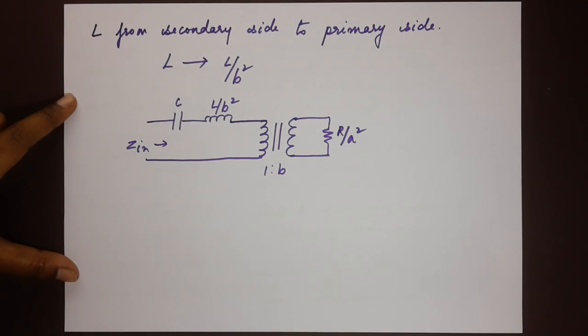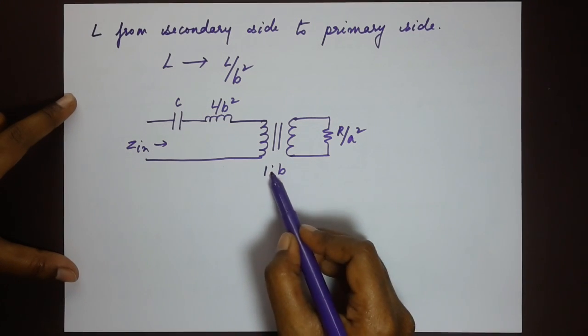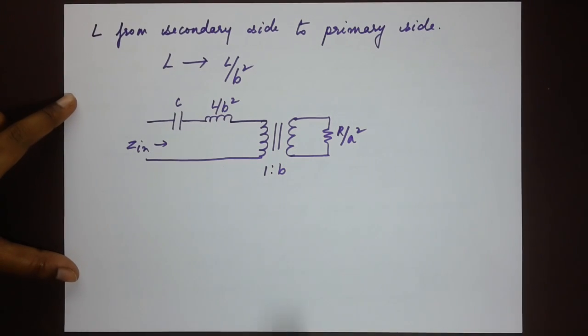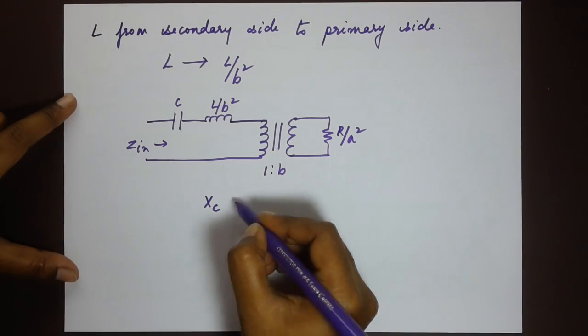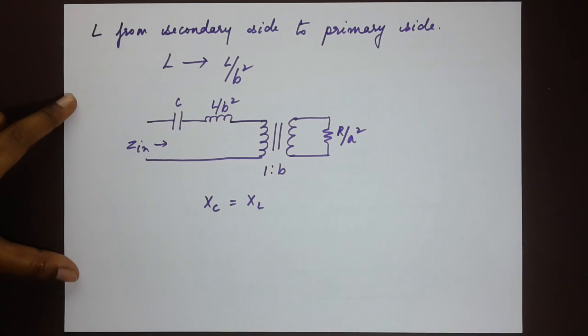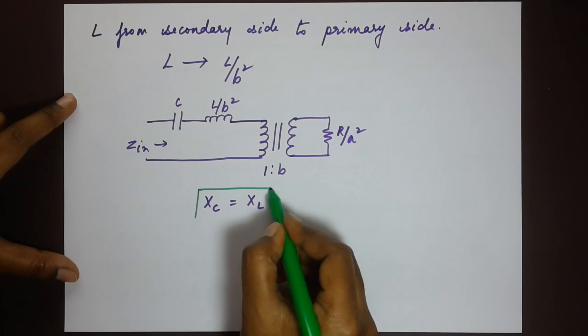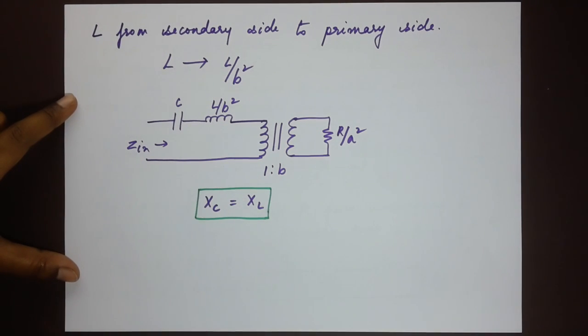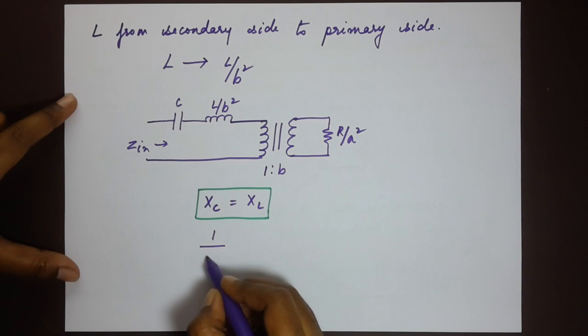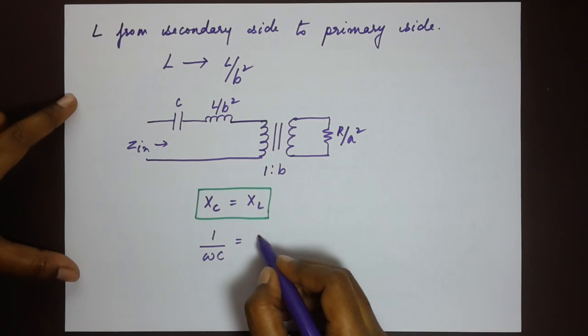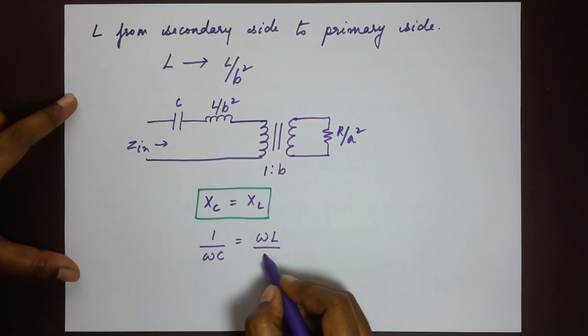Okay, so now we have to figure out what the value of A is and what the value of B is. Let's start with B, since here we have the ratio of 1 is to B. Now, what is the rule for reactances in an equivalent circuit? You should know that XC must be equal to XL. This is an important relation. When we are calculating in terms of an equivalent circuit, the capacitive reactance must be equal to the inductive reactance. So what's XC? 1 divided by omega C. And XL is, in this case, omega L by B square.